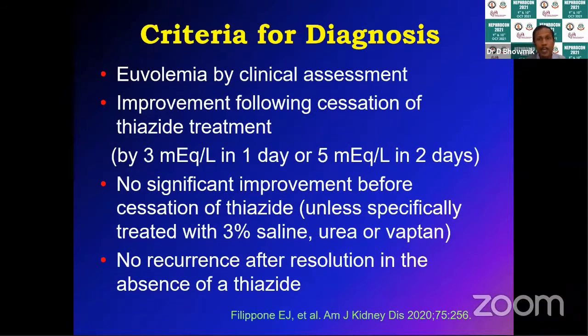Now, what are the criteria for diagnosis of thiazide-associated hyponatremia? This is from a recent Journal Kidney Disease guidelines. They're euvolemic by clinical assessment. There is improvement following cessation of thiazide treatment by 3 milliequivalents in 1 day and 5 in 2 days. There's no significant improvement before cessation of thiazide unless you have given specifically 3% saline, urea, or vaptan. And there's no recurrence after resolution in the absence of starting a thiazide again.